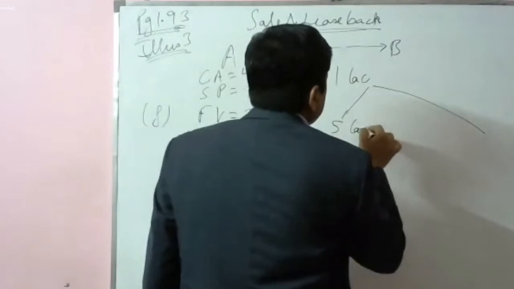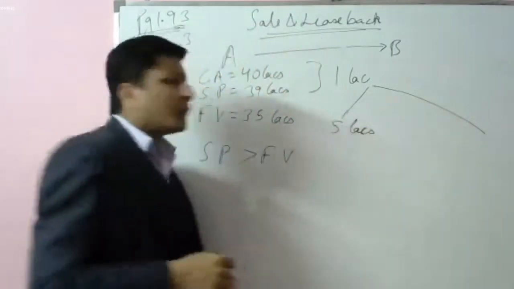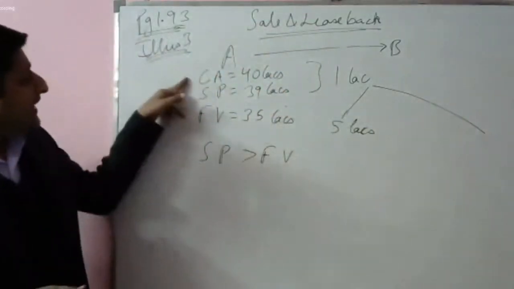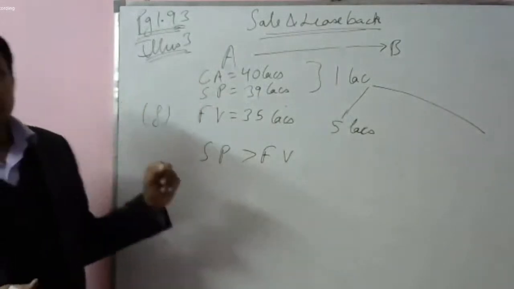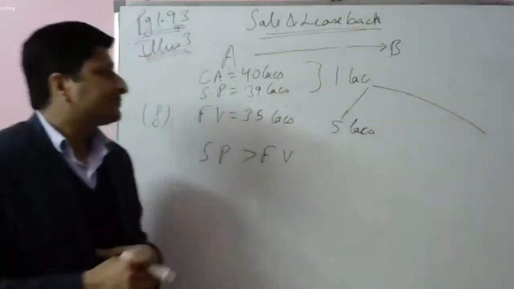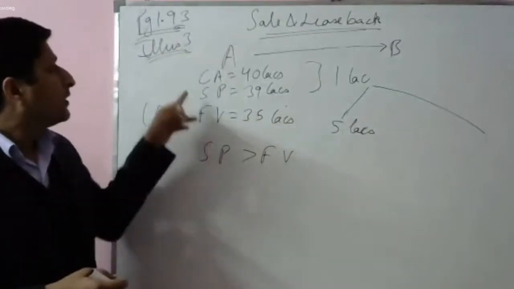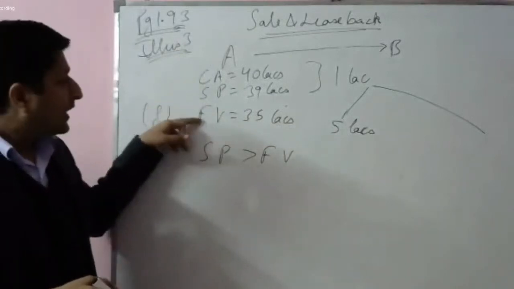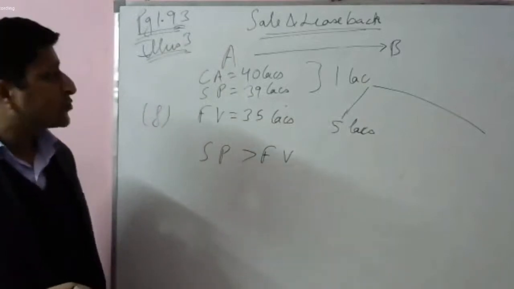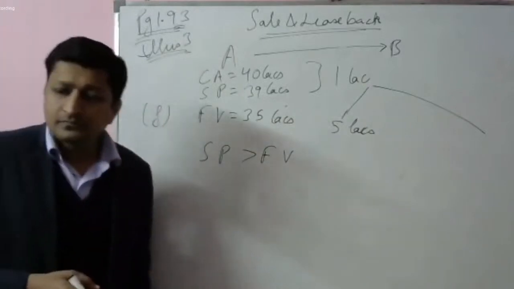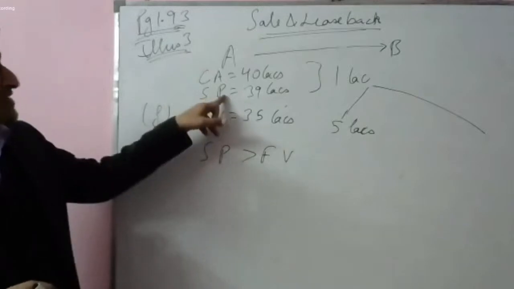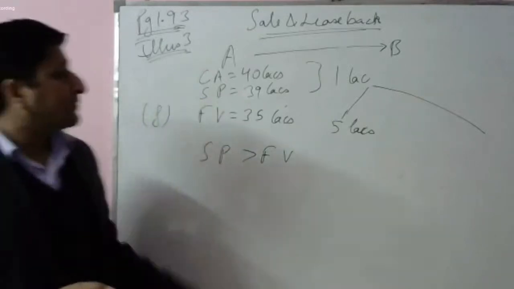5 lakhs. How do we get 5 lakhs? Carrying amount and fair value, the difference of these two. And excess of selling price over fair value.